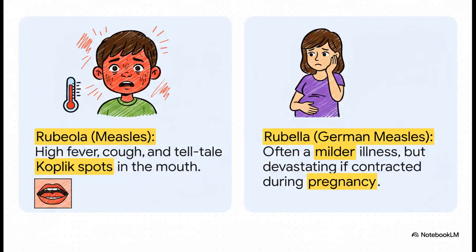First up, let's clear up a super common point of confusion, rubeola versus rubella. People call them both measles, but they are totally different. Rubeola, or regular measles, hits you hard with a fever, cough, and conjunctivitis. Rubella, or German measles, can be so mild you barely notice it. But here's the key takeaway. The complications. Rubeola can cause serious brain inflammation, while rubella can be absolutely devastating if a pregnant woman gets it.